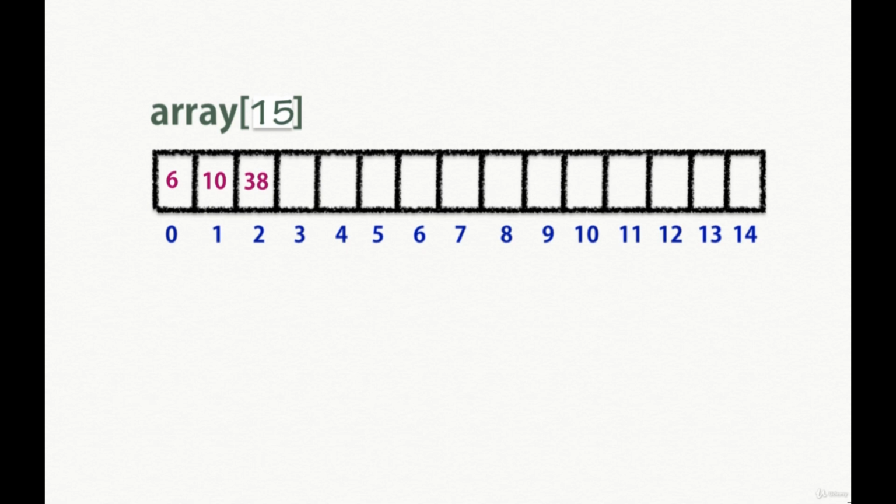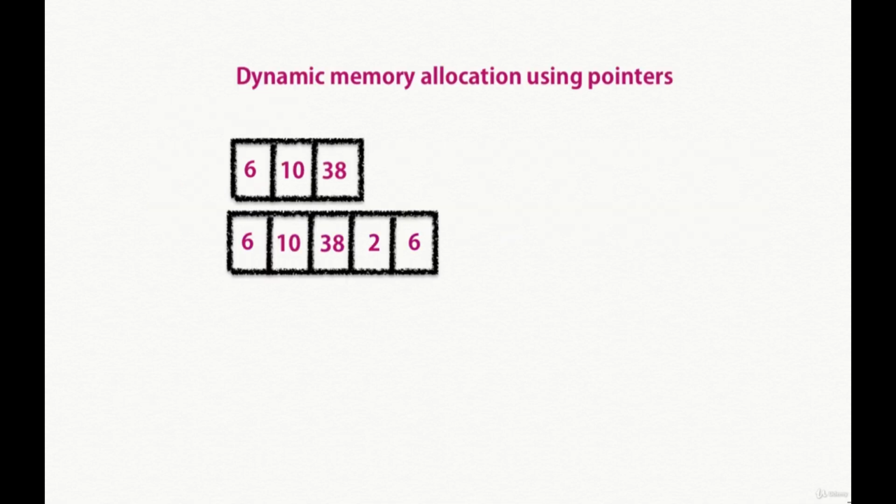So as you can see in this example, we have 3 values: 6, 10 and 38. They are occupying their memory slots, but the rest of the space is wasted. So how can we avoid this? We can avoid this by using pointers. The concept is called dynamic memory allocation. We can allocate memory at runtime, when our program is running.